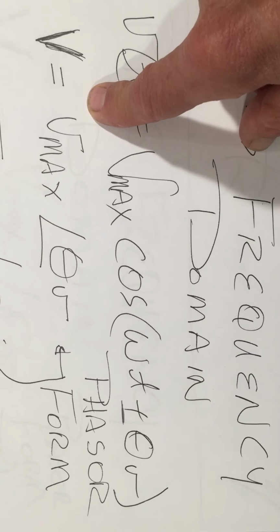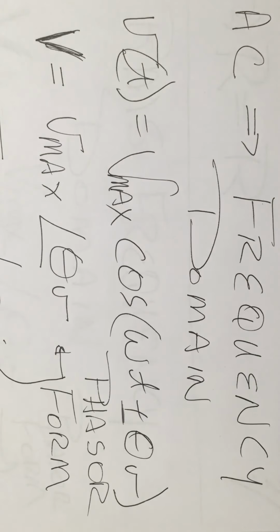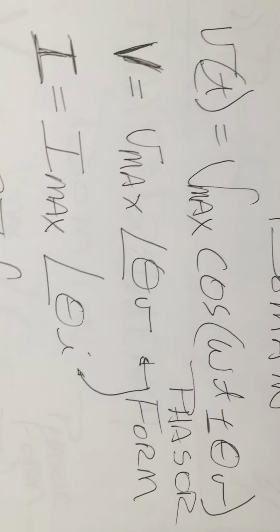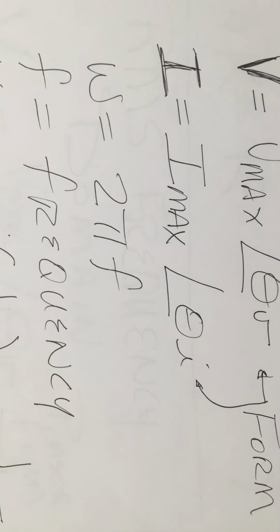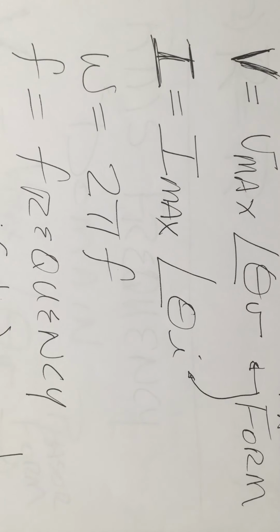This is the polar format. All right. I can do that also with a current equation. If I have a current equation, it can be I_m cosine(omega t plus or minus theta I). Then I can turn that into I max at an angle of theta I, whatever that plus or minus angle might be. Remember that 2 pi f is omega and f is the frequency.